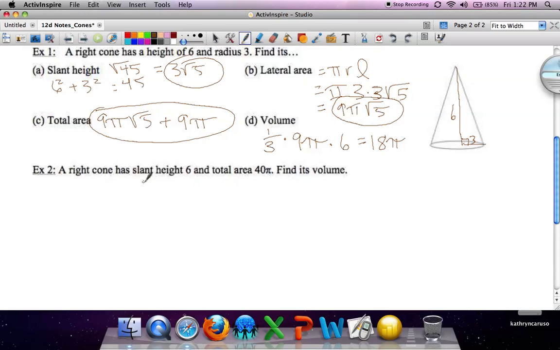Example number 2. A right cone has slant height of 6 and a total area of 40 pi. So the slant height is 6 and the total area is 40 pi. Find its volume. So to find its volume, we're going to need to find the radius. So that's the missing piece here.